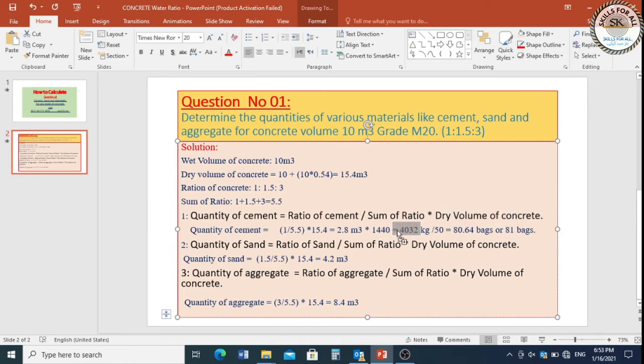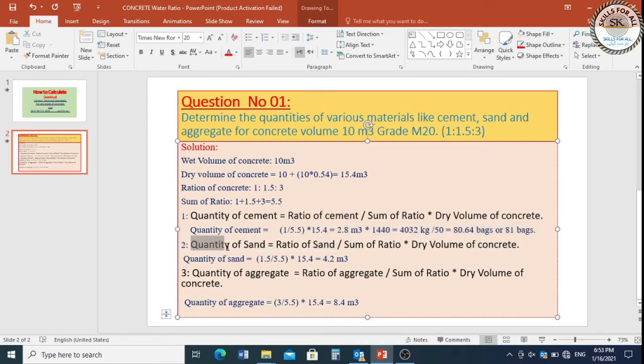If you are working in cubic feet, then this 1440 is the density of 1 cubic meter, so don't put it there. For cubic foot, this is a separate ratio that I will make another video for. Then this kg, we know one bag of cement is 50 kg. So this total kg we will divide by 1 bag, and then we will get 80.64 bags or 81 bags, you can say. This is how we will calculate the quantity of cement.